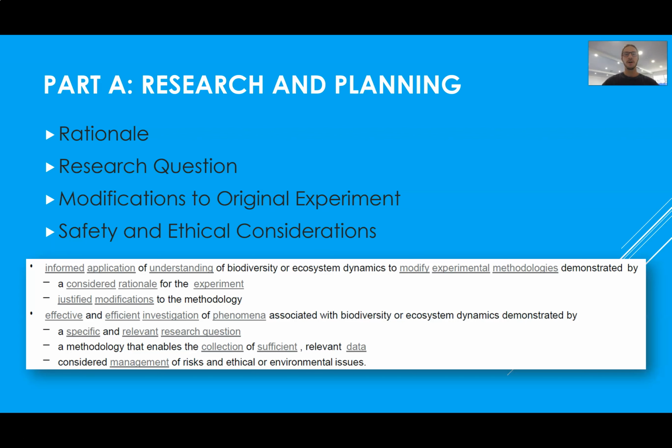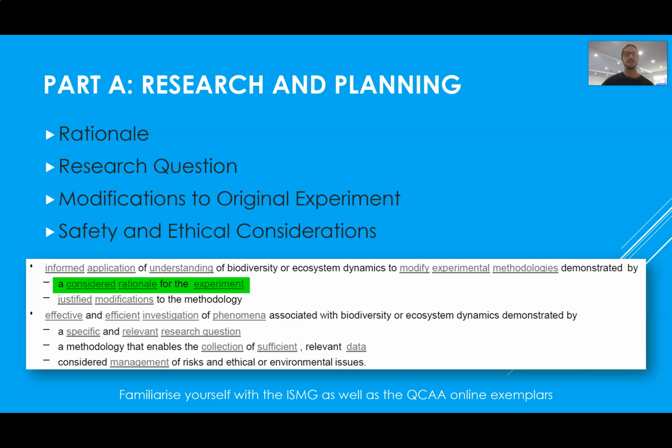This is taken from the ISMG, so this is how I'm going to grade you on part A. It's important that you become familiar with the ISMG and also just read the online exemplars, which I will email to you. So to get top marks, you need to have a considered rationale for the experiment. You need to not just say what changes you made, but justify that. Say why you made those changes.